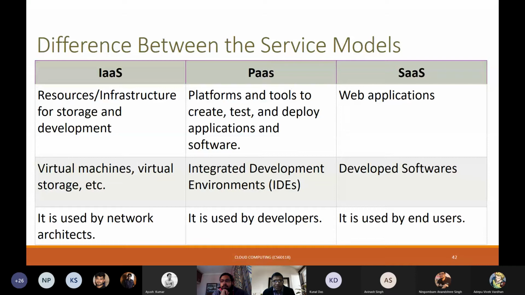So IaaS is not used simply by network architects, right? It is used by network architects, and also it could be used by anybody who needs this infrastructure, so this should be corrected over here. Anybody who needs this infrastructure could be using infrastructure as a service, right?